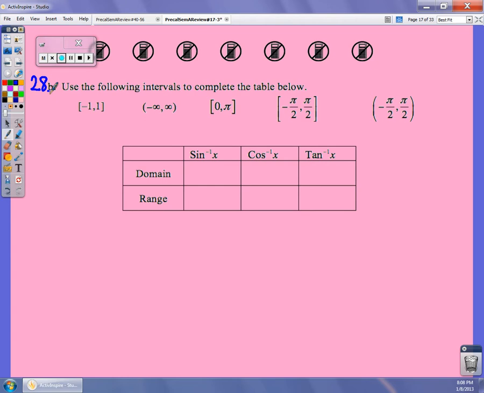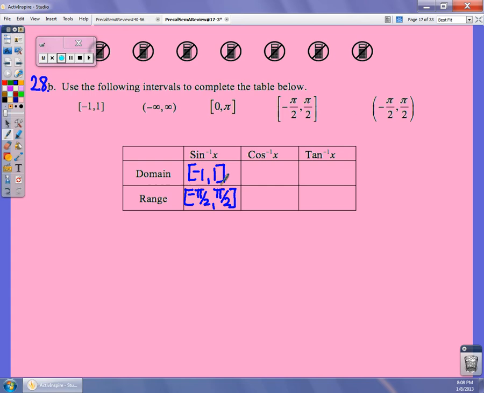The sine function, capital S, sine, remember the domain there goes from negative pi over 2 to pi over 2. Therefore, that's the range for the inverse function. The range for the sine function is negative 1 to 1. Therefore, that is the domain for the inverse function.